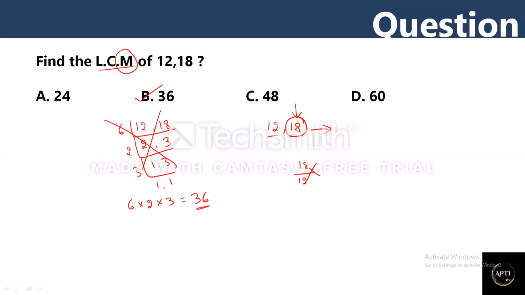So what is the next multiple of 18? 18 two times is 36. Now we need to cross-check with 36. That's it. Check whether 36 is exactly divisible by 12 or not. Of course, 12 three times is 36.